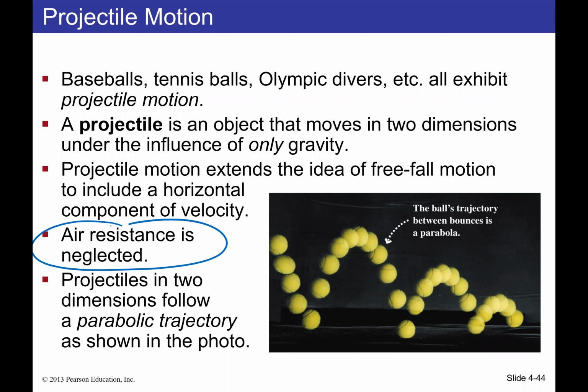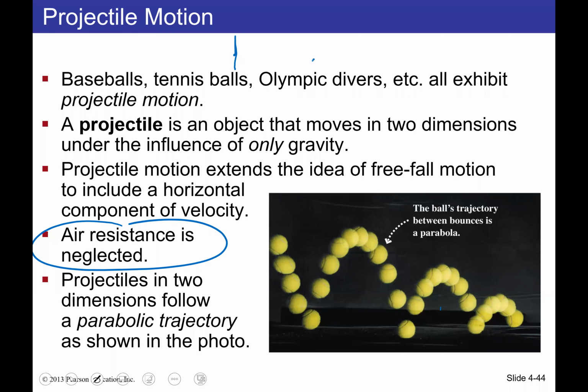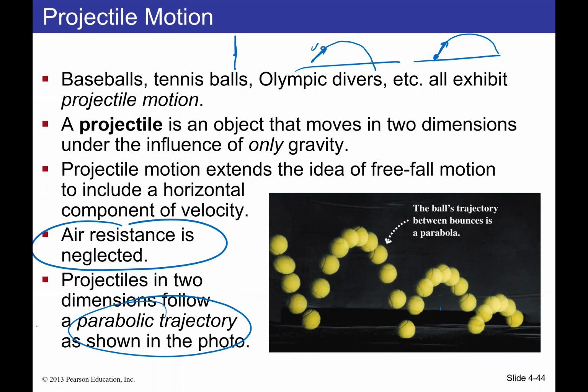But here, instead of going straight up or straight down, the object can move like this, if it's given some kind of initial velocity like that, and exhibit motion like this. Or if you have a soccer ball and you kick it like this, it can go like that. That means there could be some kind of parabolic trajectory, which you can see in the picture of a tennis ball, because the ball's trajectory between bounces is a parabola. So projectile motion due to gravity can be modeled as a parabola.